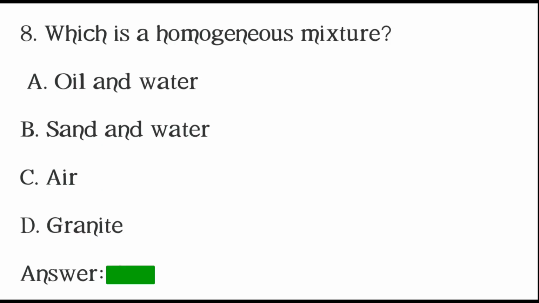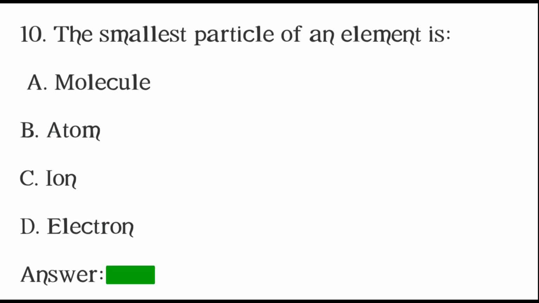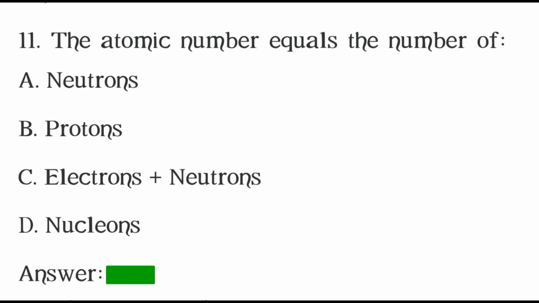8. Which is a homogeneous mixture? A. Oil and water, B. Sand and water, C. Air, D. Granite. Answer, C. 9. Which is a heterogeneous mixture? A. Salt solution, B. Vinegar, C. Oil and water, D. Air. Answer, C. 10. The smallest particle of an element is A. Molecule, B. Atom, C. Ion, D. Electron. Answer, B.